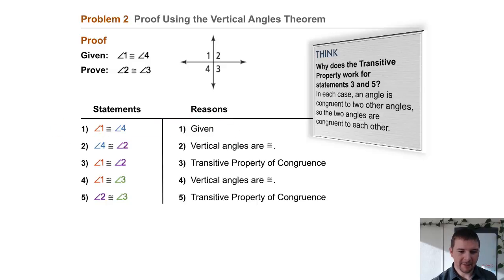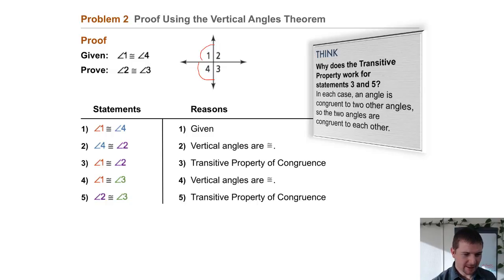And then we want to establish what I like to think of as our stepping stones to lead us closer and closer to the point where we can state that angle 2 is congruent to angle 3. So we were given that angle 1 is congruent to angle 4. I'm going to mark those with one arc, meaning they're congruent to each other.